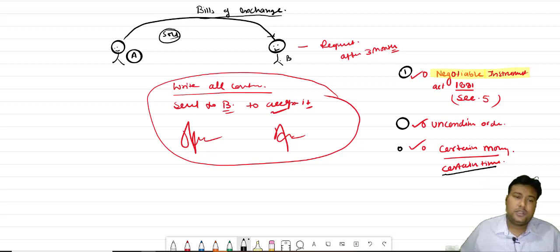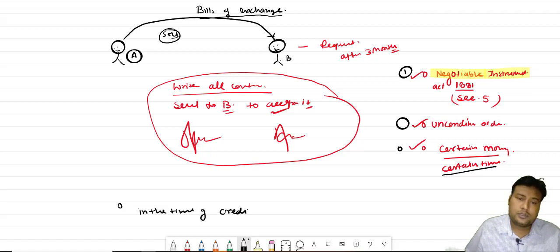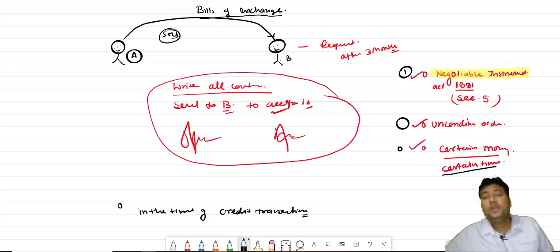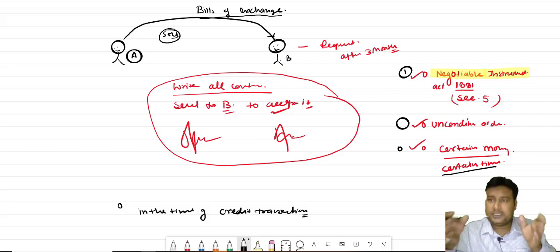So bacha, fourth point, you remember that bill of exchange is written in the time of credit transaction. ठीक है, so when credit transaction take place, देखो when cash transaction is there is no need of bill of exchange, but when it is a credit transaction, then only the need of bill of exchange is there, where one person purchased the goods on credit and the other person who sold the goods on credit need a proof that you will make the payment after 3 months, after 2 months, and for that the seller write the bill and purchaser accept the bill.